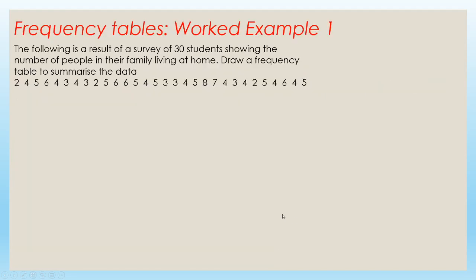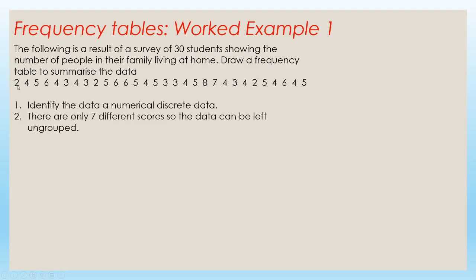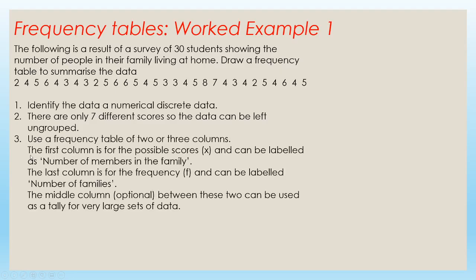So here's an example. We have 30 students in our class and we ask them how many siblings they have, or how many people live in their family home. So we identified that this is numerical discrete data. Back in lesson 1 we talked about the different types of data. It's discrete data because we can see that it's whole numbers. Now there are 7 different scores in here. It goes from the number 2 all the way up to number 8. So we can leave this as ungrouped data. It works quite well.